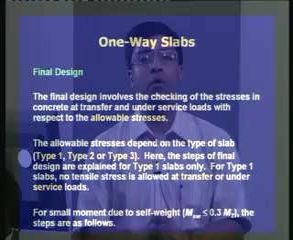Thus, the steps of the final design primarily consist of checking the stresses in the sections at transfer and under service conditions. Now, the allowable stresses depend on the type of prestress member that we are designing for. Earlier, we had known that the prestress members are divided into 3 types.